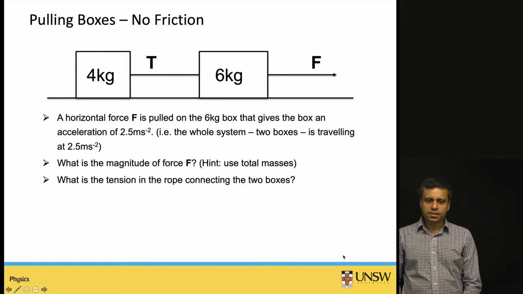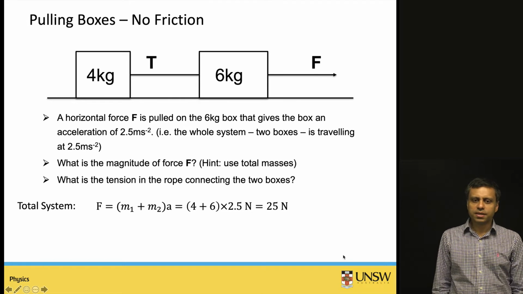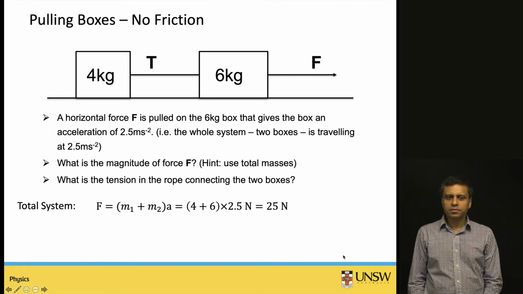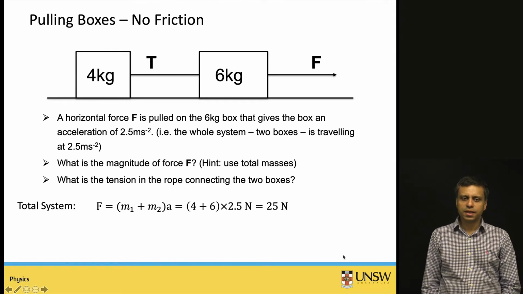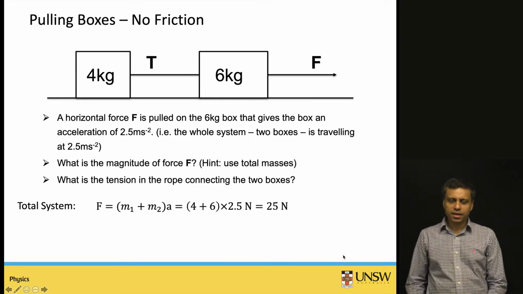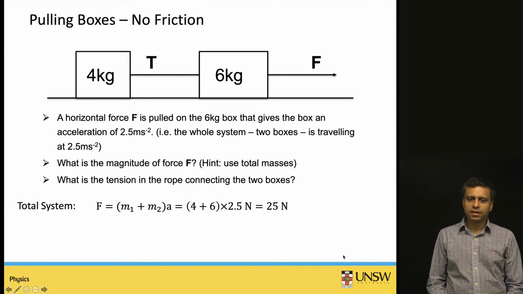And so we just apply Newton's second law, F equals ma, but we don't treat the individual masses, we take the mass of the system as a whole, which is 4 plus 6 kg, 10 kg. And we are given the acceleration, so we can easily find F. And it comes out to be 25 Newtons here.